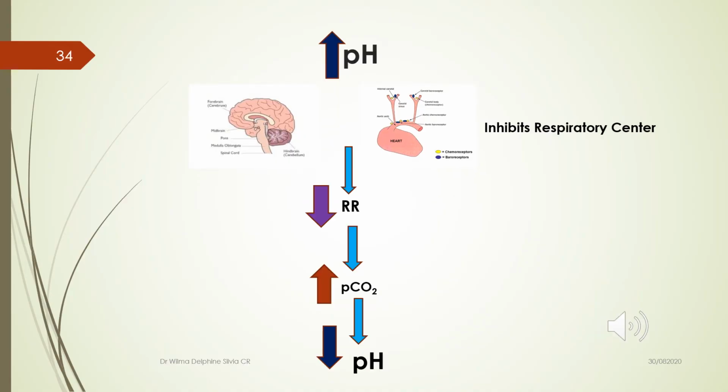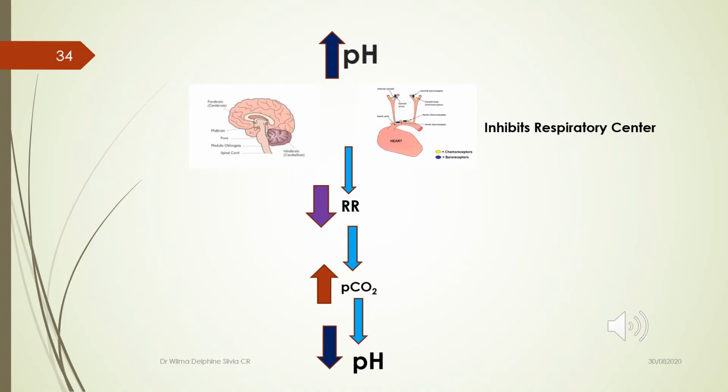Whenever there is increase in the pH, this change in pH is sensed by the chemoreceptors, the central chemoreceptors and the peripheral chemoreceptors, which causes inhibition of the respiratory center, so that there is decrease in the respiratory rate and accumulation of carbon dioxide, so that there is increase in the partial pressure of carbon dioxide, which leads to decrease in the pH because carbon dioxide is a volatile acid.